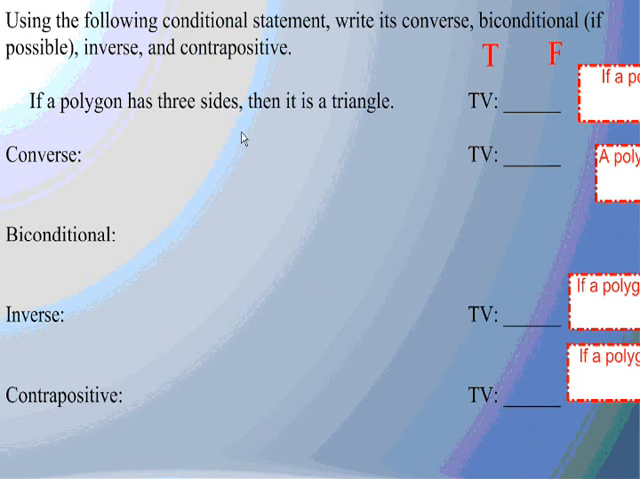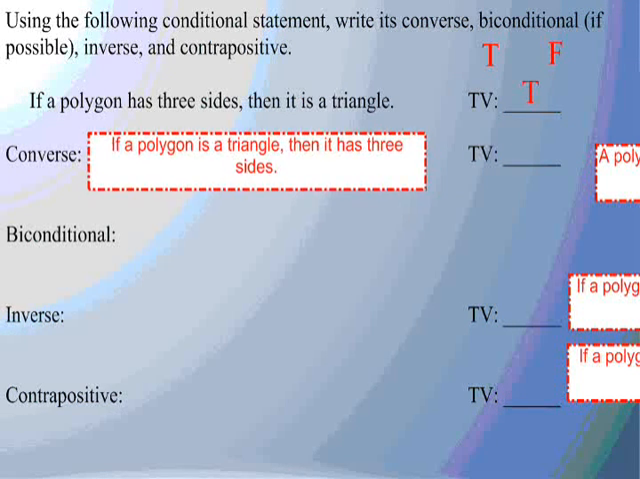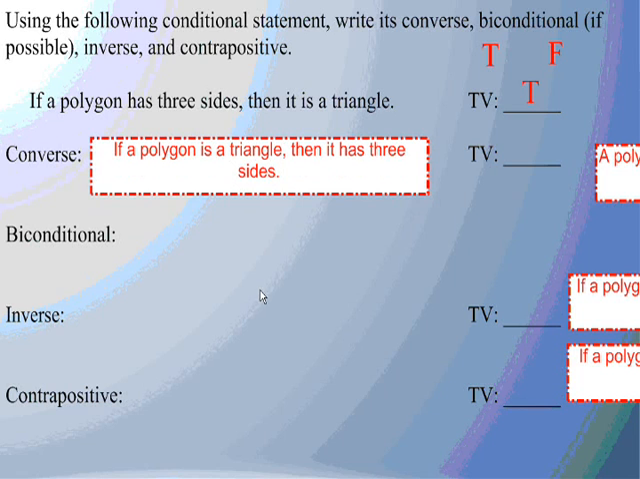Let's write some statements. So here's my original conditional statement. If a polygon has 3 sides, then it is a triangle. How do we feel about that? True or false? Well, it's obviously true. So let's talk about its converse. The converse, I'm flip-flopping the if and the then. So my converse should read, if a polygon is a triangle, then it has 3 sides. How are we feeling about that one? Well, that one is also clearly obviously true.